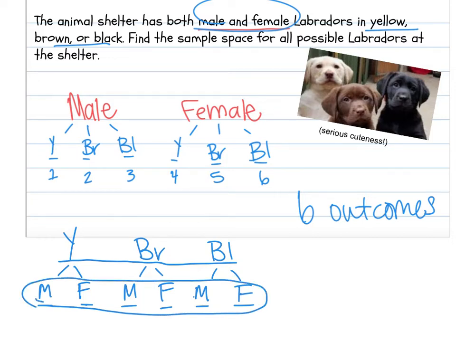Because when you count this male here, it's already including the yellow up above. And when you count this female, it's already counting the yellow up above. So if you count them again, it's a duplicate. So you only count what's at the bottom.